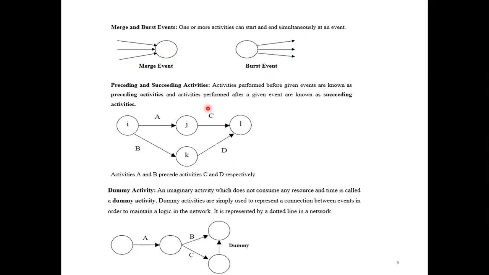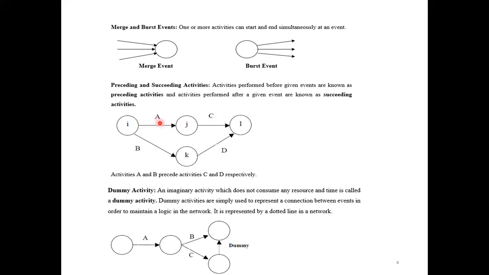Right. The other one is preceding and succeeding activities. So what is preceding and what is succeeding? Immediate preceding activities are performed before a given event, and activities performed after a given event are succeeding activities. Now, if activity A starts from the beginning and ends, after A is completed, C starts. For activity A, C is the succeeding activity.